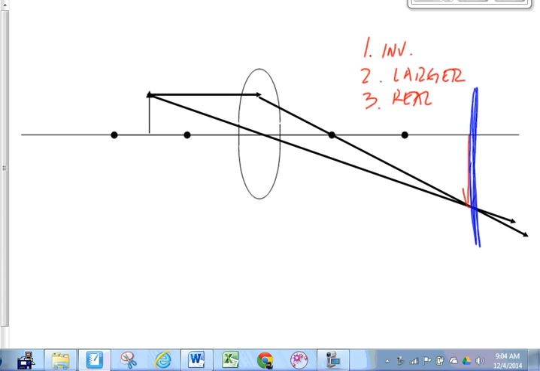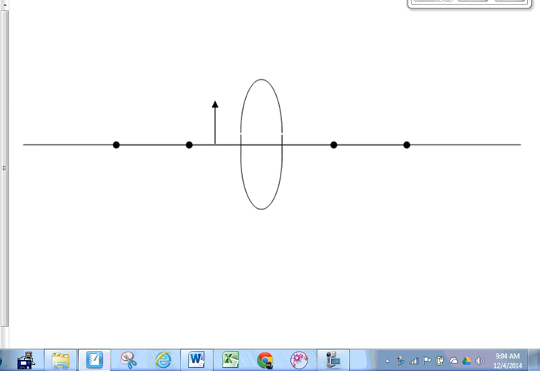Now, Bo, how do we know that that could be projected onto a screen? Good. Solid lines intersect. Good. Let me draw another one. This time we got our object that's really, really close to the lens. This is like a magnifying glass, right? When we have our object within the focal length. If the focal length is 10 centimeters, maybe the object is 6 centimeters away from the lens.